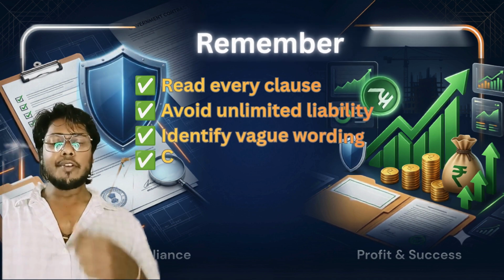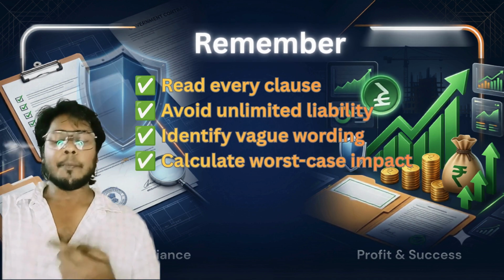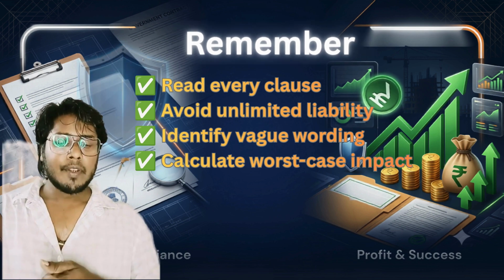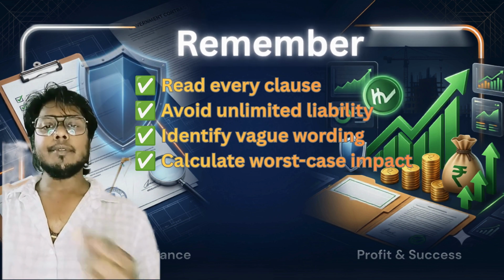Hidden penalties don't usually appear as surprises after award. They are already written into the tender. The key is to identify them before you bid.